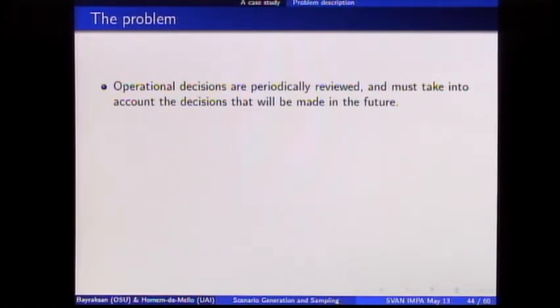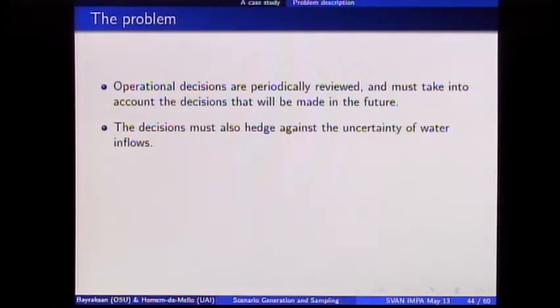So these decisions are reviewed periodically, and you have to figure out what's going to happen in the future. That's why it's a stochastic and dynamic problem. At every point in time, you have to figure out how much water I'm going to use for energy and how much I'm going to keep for the next time period. Essentially, that is the problem. And I want to hedge against uncertainty. In this case, the uncertainty was just the inflows.